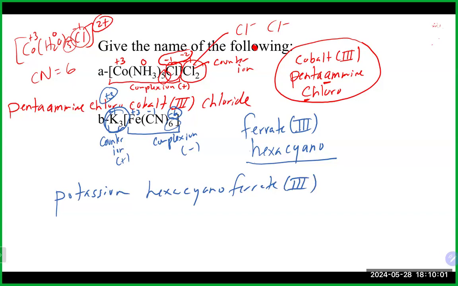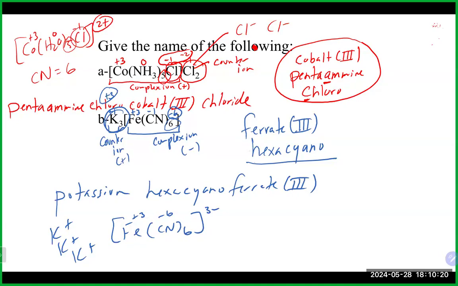Again, counter ion, complex ion deal. Our complex ion in this case is carrying a -6 + 3, a -3 charge, which again is why we need our 3 positive counter ions there to balance it out.